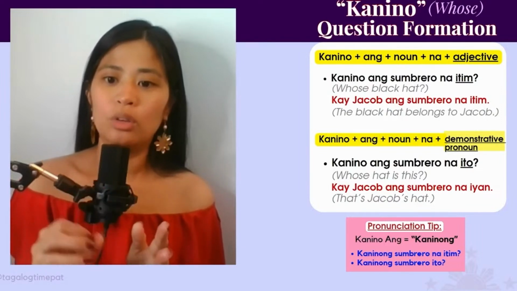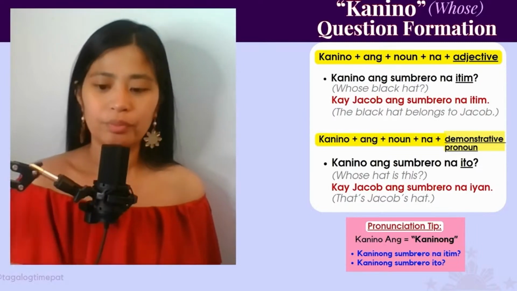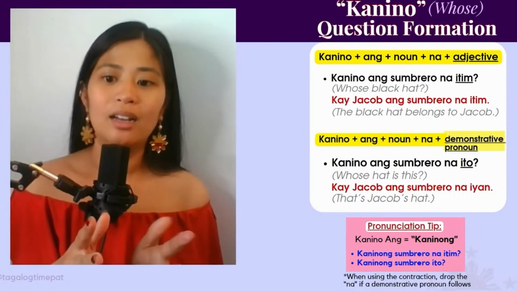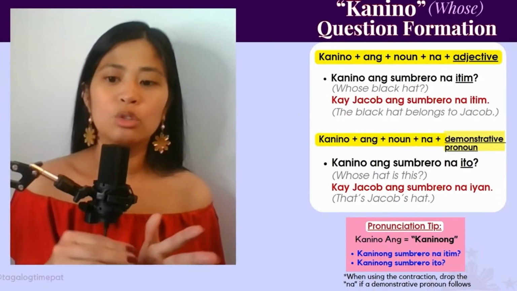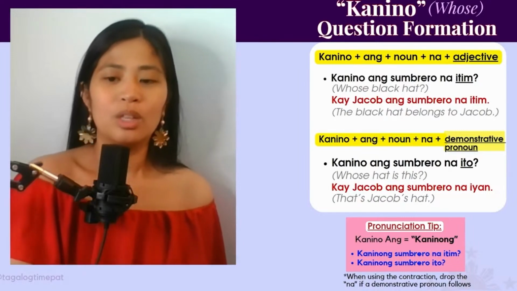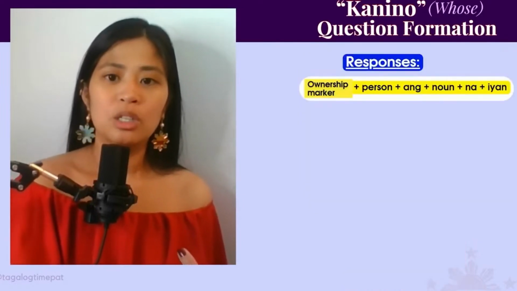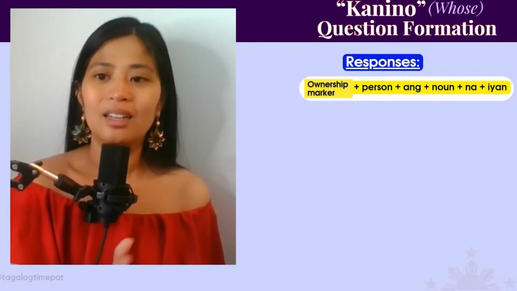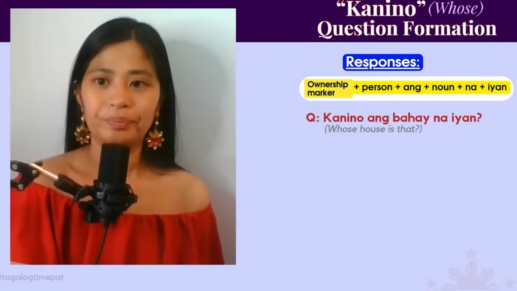It would be kaninong. Kaninong sombrero na itim. Or kaninong sombrero ito. All right, when using the contraction though, you drop the na if there's a demonstrative pronoun. So kaninong sombrero ito, you wouldn't say kaninong sombrero na ito. It's kind of redundant when you add the na again. So just to respond, you would use an ownership marker, then the person, then the word ang, then the noun, then na iyan.